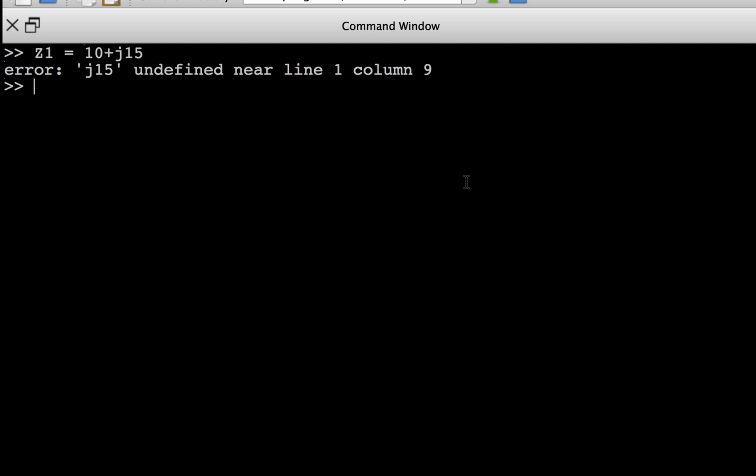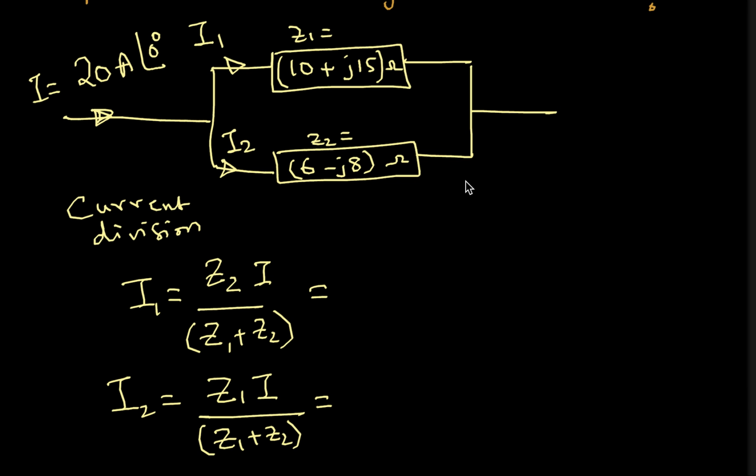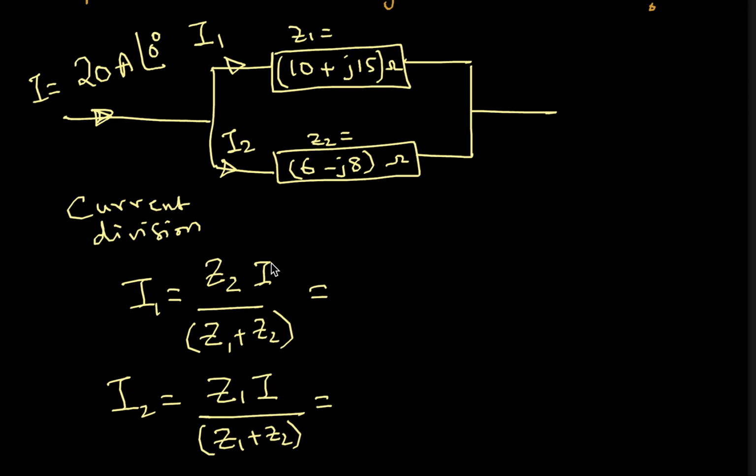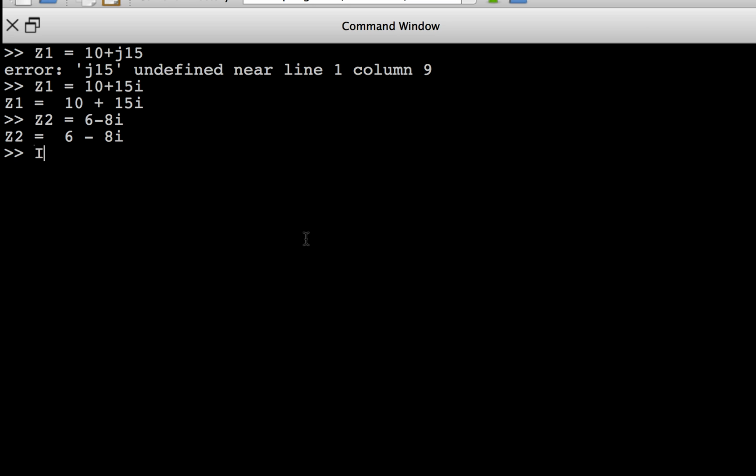This is in ohms. Oh, I'm sorry, J is not recognized here. So Z1 is 10 plus 15I. Now Z2 equal to 6 minus 8I. So I have defined Z1 and Z2. Now I can simply find the current. So the total current I is 20, and I need not give the angle as 0.